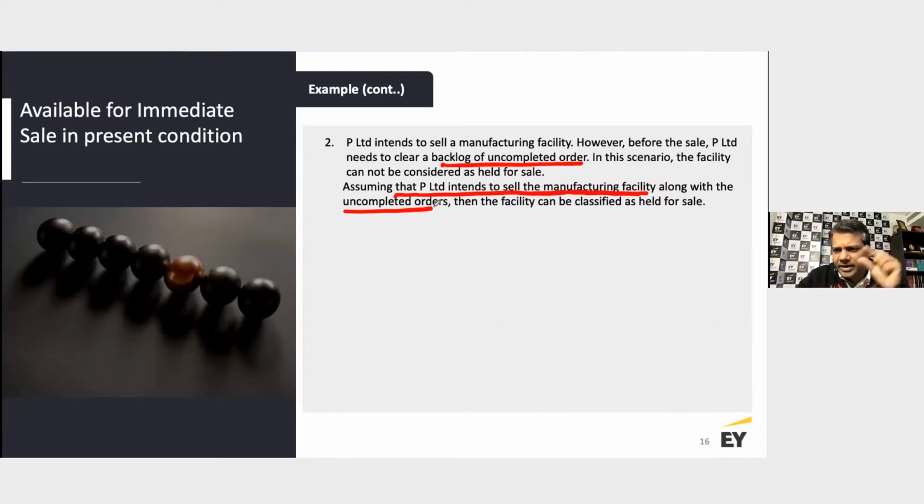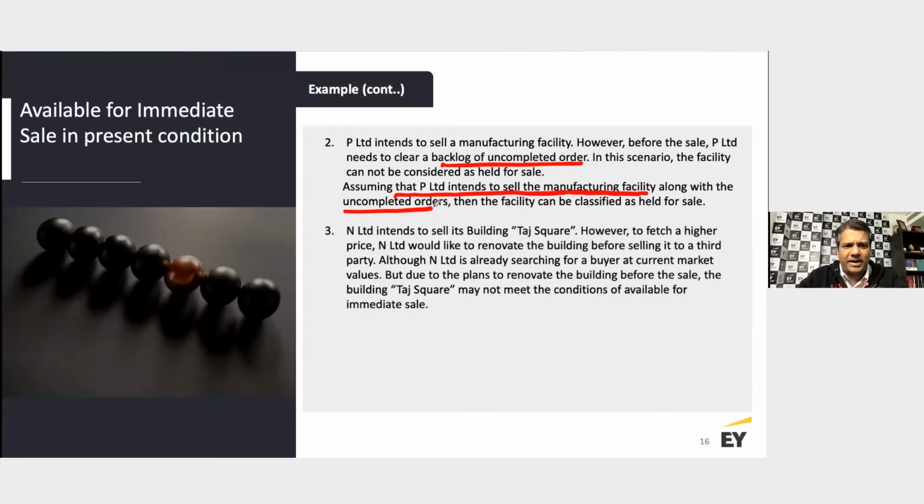So you've got to be very, very careful on some of these fact patterns. Now, N Limited intends to sell its building, Taj Square. However, to fetch a higher price, N Limited would like to renovate the building before selling it to a third party, although N Limited is already searching for a buyer at current market values. But due to the plans to renovate the building before the sale, the building Taj Square may not meet the condition of being available for immediate sale, because I intend to renovate it.